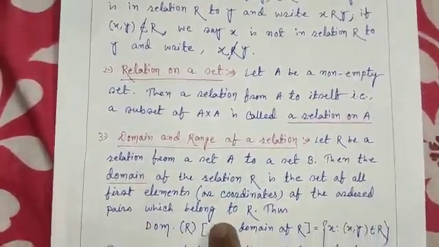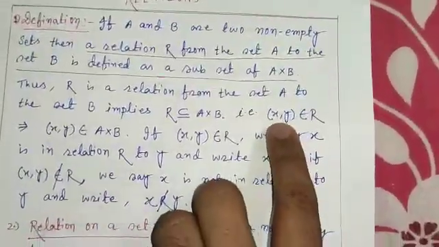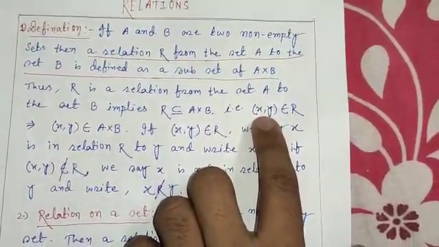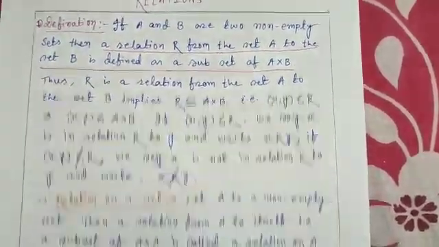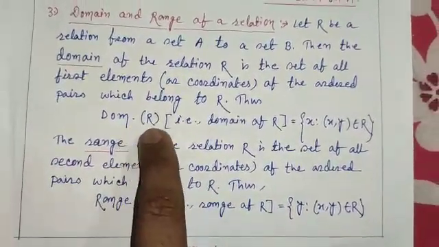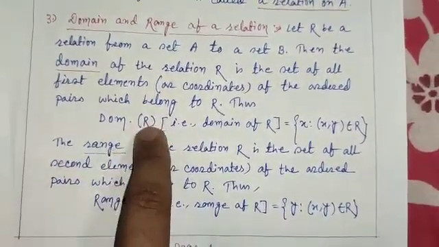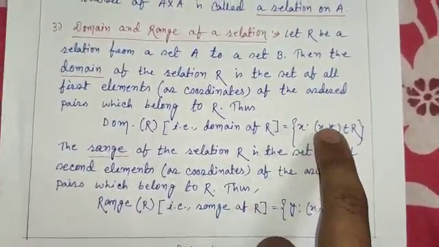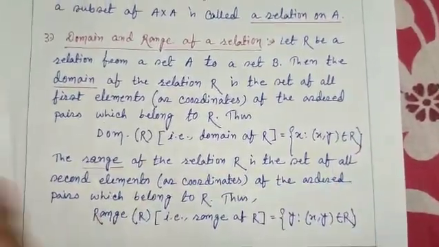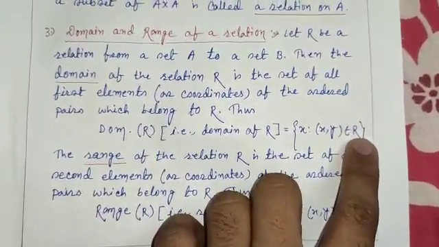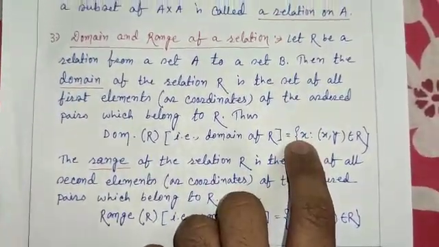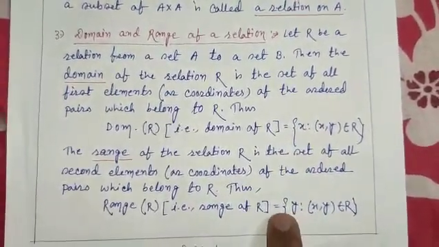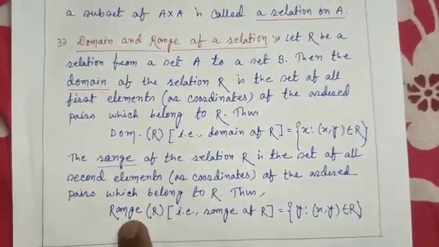The domain and range of the relation come from the ordered pair (x, y). In this ordered pair, the first element x will be a member of the domain, and y will be a member of the codomain. The domain of R is x such that the ordered pair (x, y) belongs to R. We take the first elements of all these ordered pairs as members of the domain, and the second elements of the ordered pairs will be the range. Most probably all of you have understood what I want to tell.